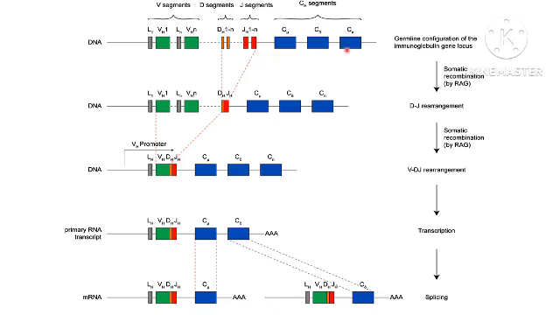So the human germline DNA is the same, but because of the various combinations that happen randomly, one variable, one diversity, one joining region will be there as a final product. So each lymphocyte will carry a unique VDJ recombination.